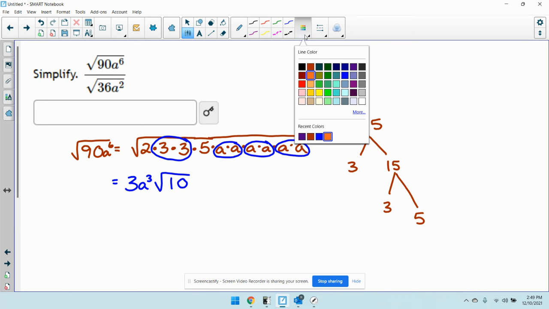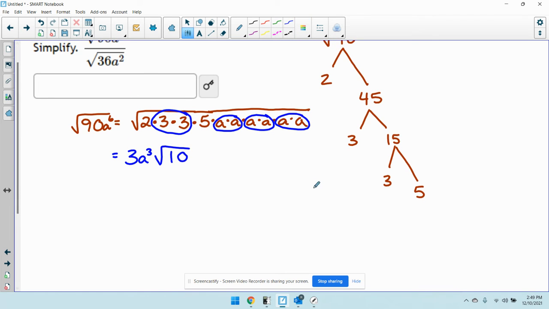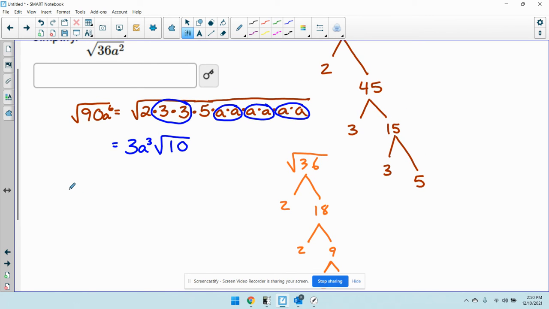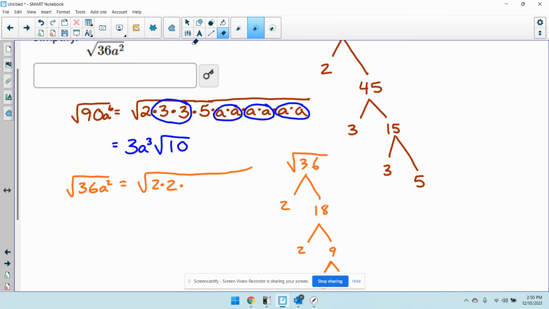Now let's do the bottom. I'm going to start with the prime factorization of 36. 36 is 2 times 18. 18 is 2 times 9. 9 is 3 times 3. So I can rewrite this bottom one as the square root. Let me rewrite it first just so everything matches up. 36a squared. I can rewrite this as, whoops, sorry about that ugly radical, 2 times 2 times 3 times 3 times a squared. So times a times a.